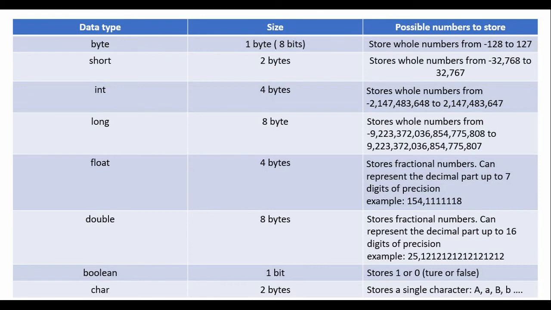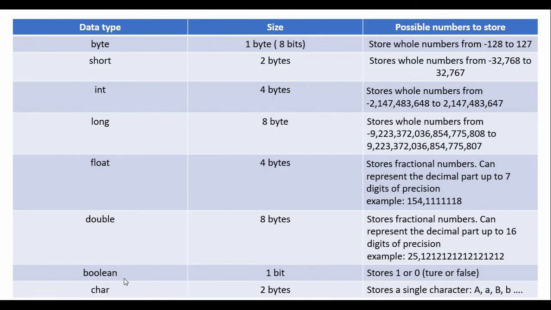Now you have to know that byte, short, int, long store whole numbers like 1, 100, 12, 65, in general numbers without a comma. Now we have float and double. These float and double data types store fractional numbers. That means numbers that contain a comma or have a decimal part. And the difference between float and double is that float can represent a decimal part up to 7 digits of precision. For example, 154, comma 1111118. We have 6 or 7 digits after the comma. When it comes to double, double can represent the decimal part up to 16 digits of precision. As an example, we have 25, comma 12, 12, 12, 12, 12, 12, 12, 12. 8 times 12, that means 16 digits.